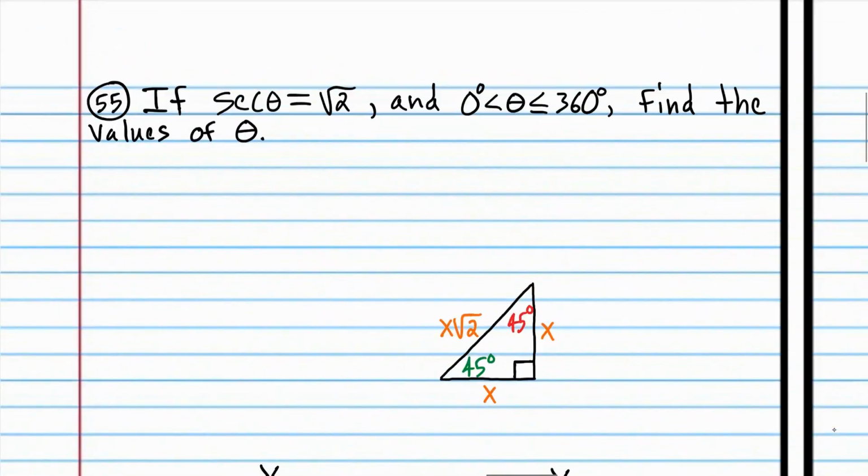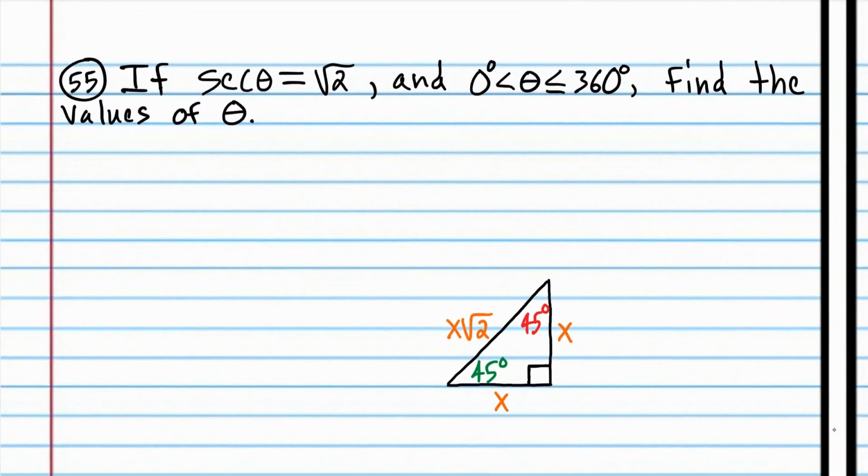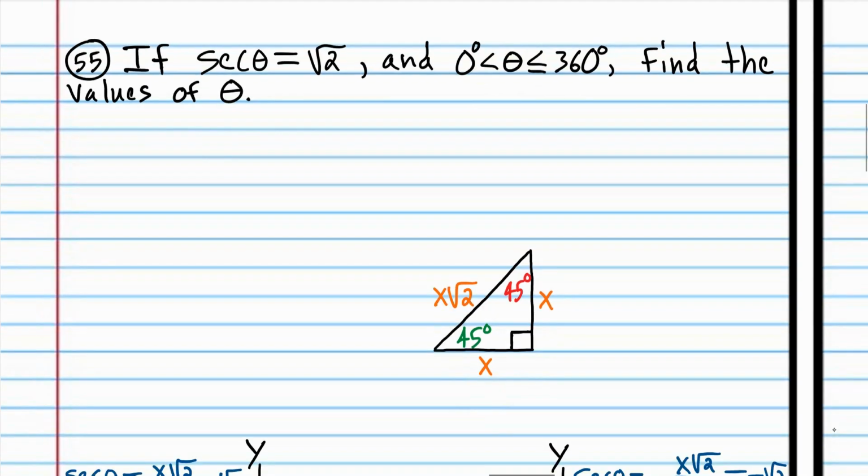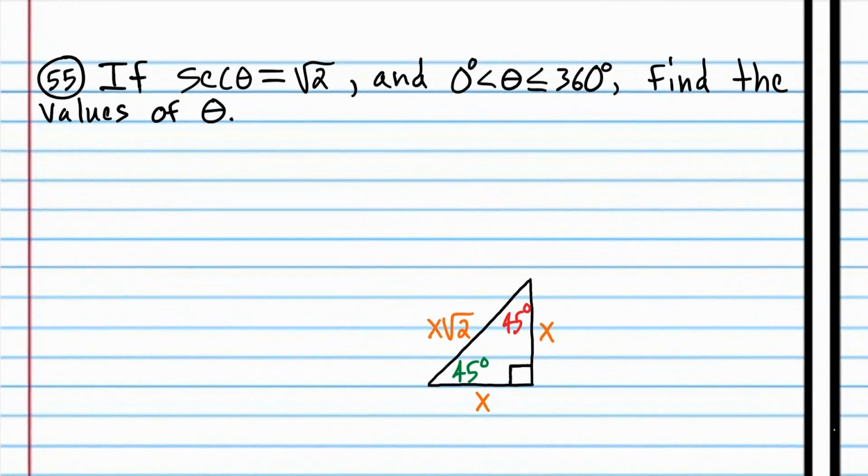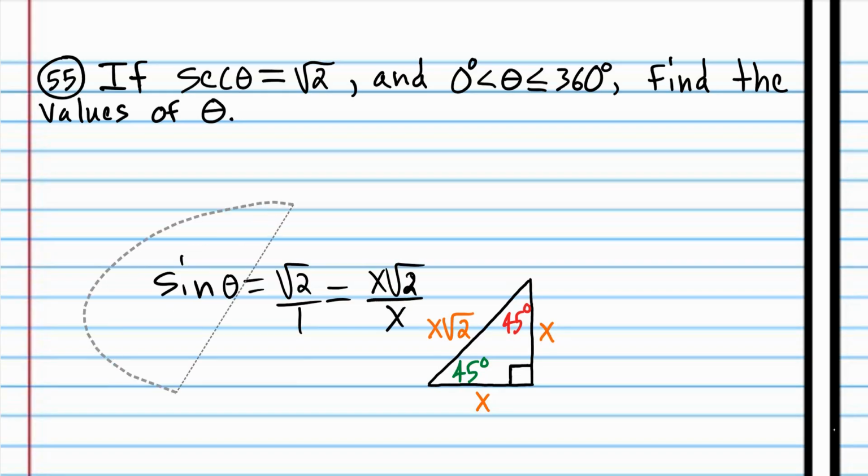Here's another example. If secant theta is equal to root 2, find theta. But again, theta is only going to be between 0 and 360. So what we do is we try to recognize that ratio. So we can write root 2 as root 2 over 1, and then change it to x root 2 over x. And now we see something familiar. It looks like a special triangle.